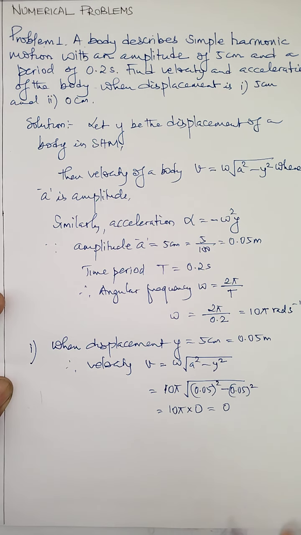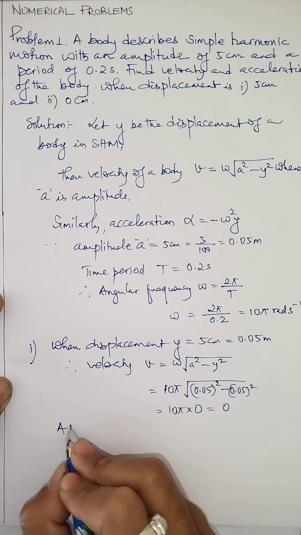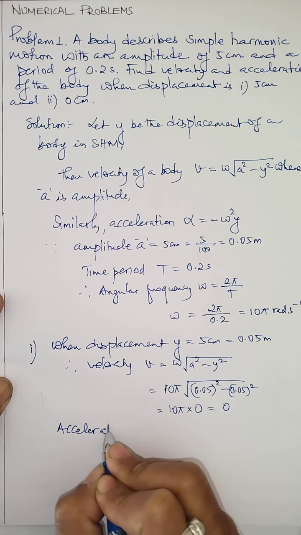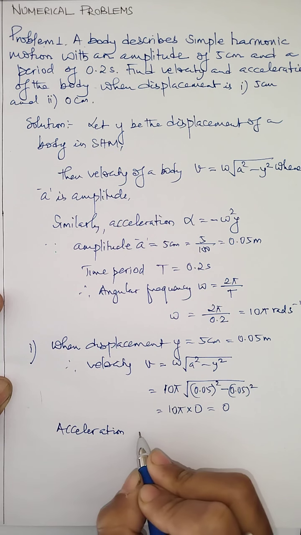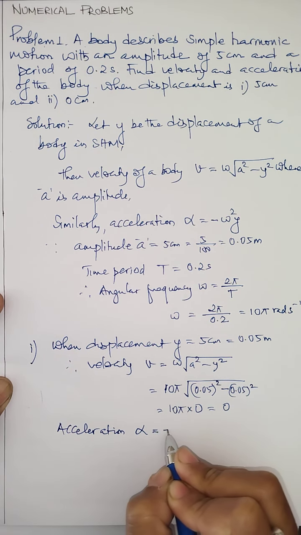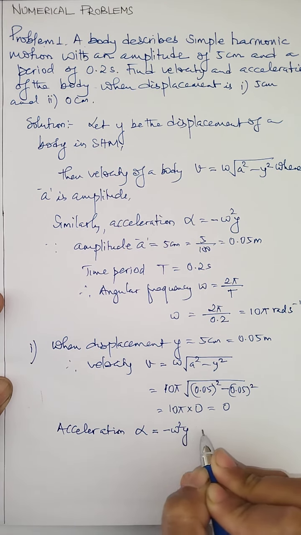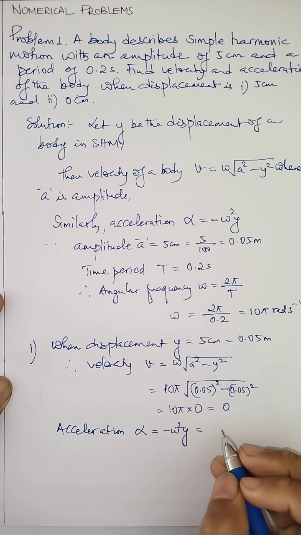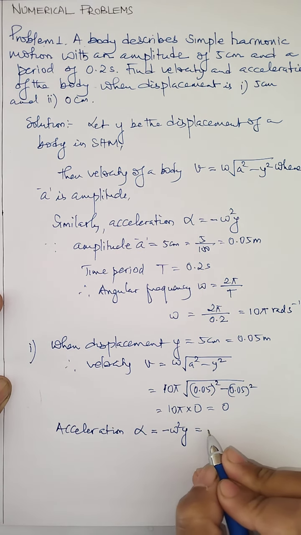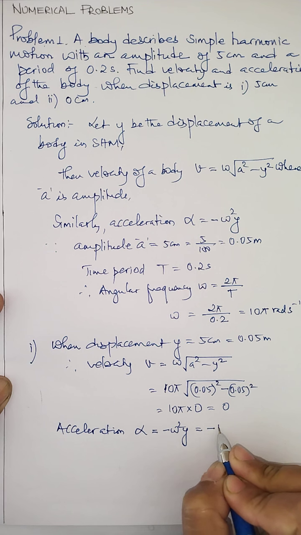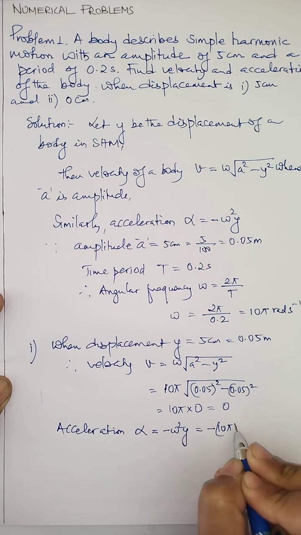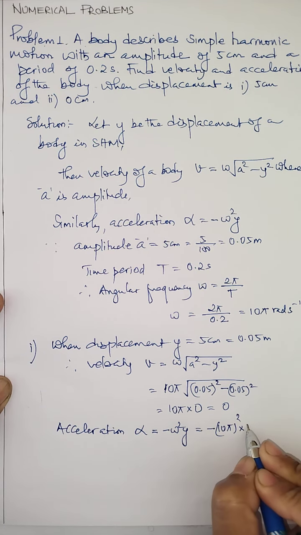When the displacement equals the amplitude of the simple harmonic motion, the velocity is 0. Now at the same time, we calculate the acceleration. Acceleration is given by alpha equals minus omega square y. So let me substitute the value. For acceleration, omega means 10 pi whole square.